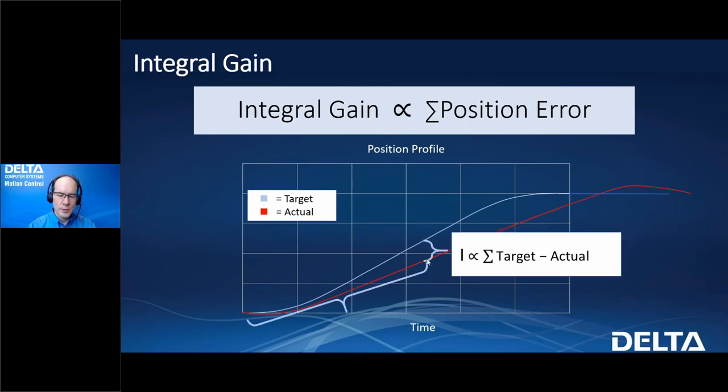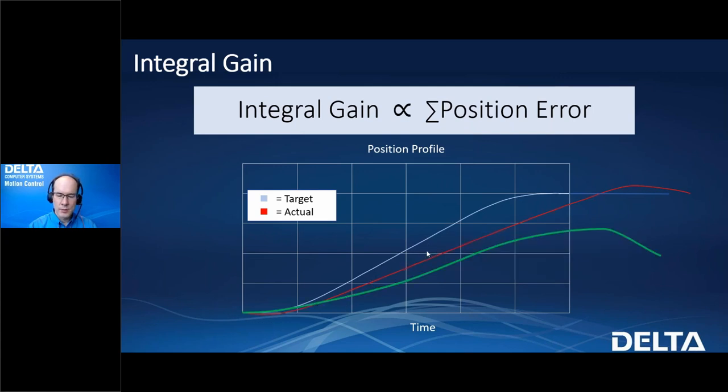We are going to be adding up at each time slot. Our motion controller typically updates at 1 millisecond. So every millisecond, we add the difference between the target and actual, and we sum them all together over time, and we come up with the control output signal.